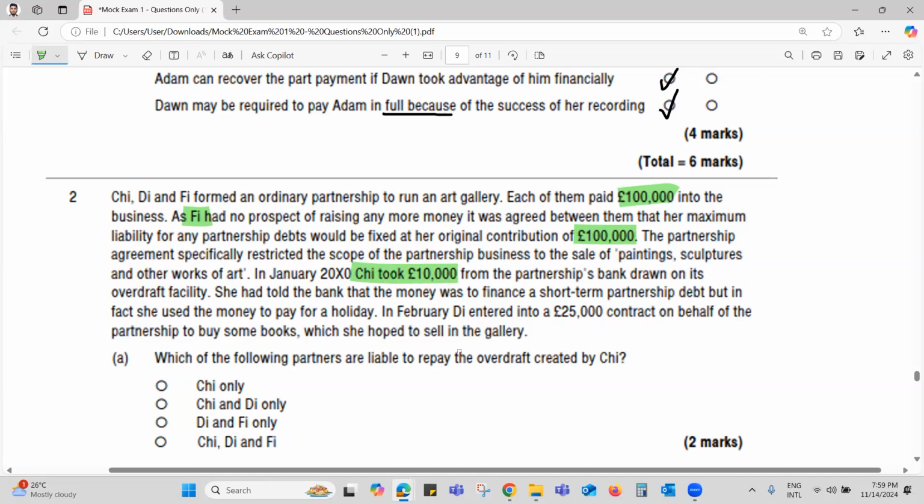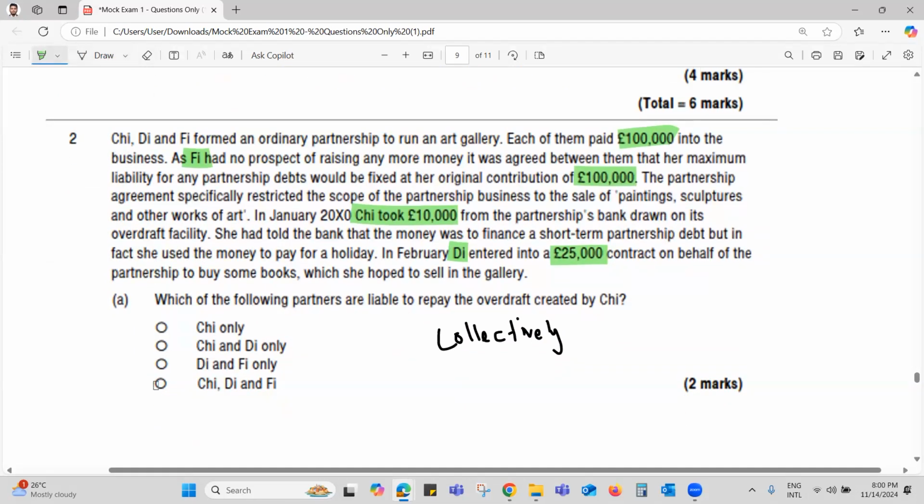In February, D entered into a £25,000 contract on behalf of the partnership to buy some books, which she hoped to sell in the gallery. So the questions are: which of the following parties are liable to repay the overdraft created by C? In a partnership, all the business profits and losses are collectively borne. It doesn't matter who took it. Since each and every partner is bound together, they are collectively liable. It doesn't mean that only the person who borrowed is liable. No, the entire partnership is liable. So that is how this case is judged in law.